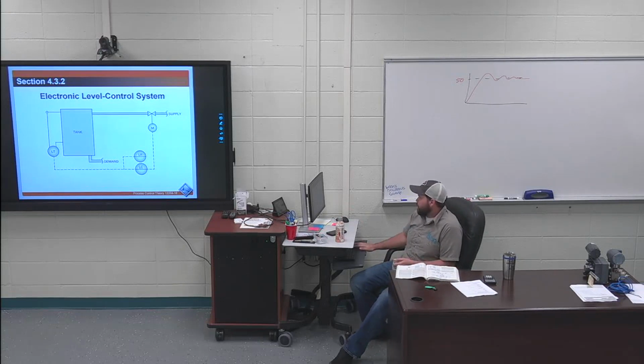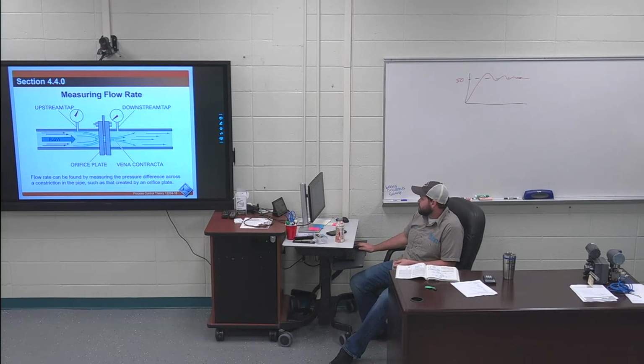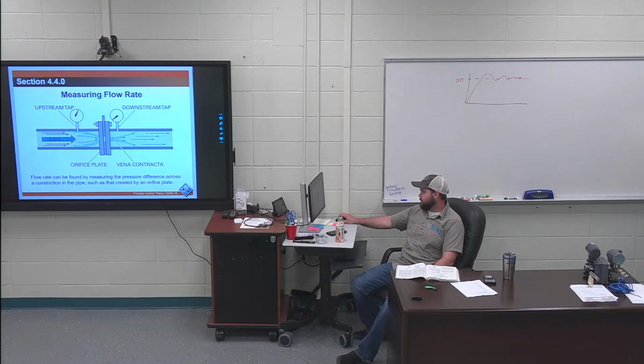Flow control loops, 440. Talk about all that. So measuring flow. What is this right here? Orifice plate, I guess it's marked. Y'all talk about orifice plates probably over and over again, right? An orifice plate creates a high pressure on the upstream side and a low pressure on the downstream side.